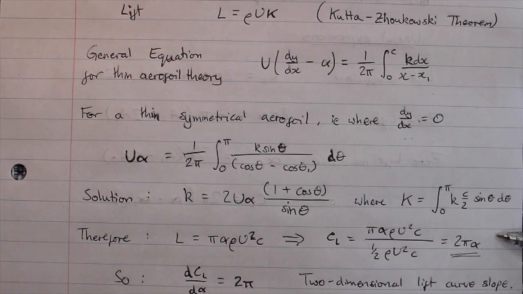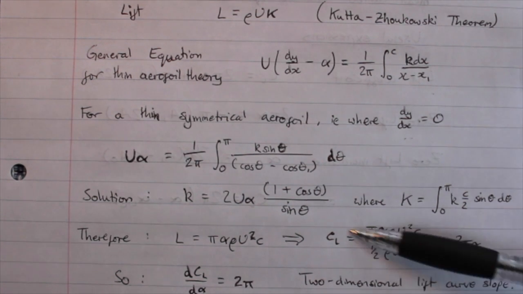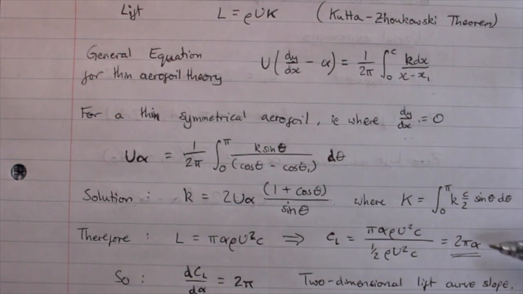The coefficient of lift can also be calculated by substituting it into one of our other two-dimensional lift equations. This gives us that the two-dimensional coefficient of lift is given by 2 pi alpha. So in other words, the two-dimensional lift curve slope is 2 pi, which is the gradient of that slope.